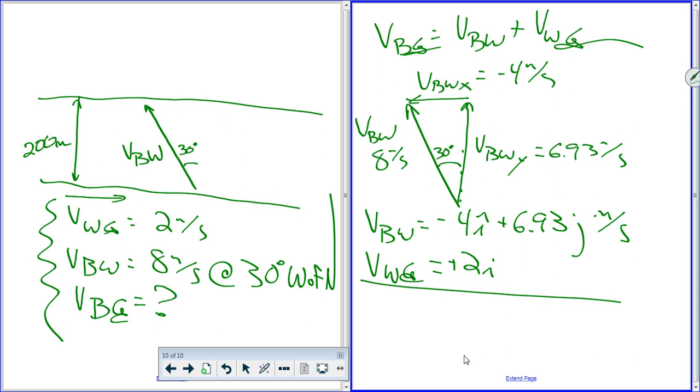All right, so let's see. That means then that the velocity of the boat relative to the ground is, -4 plus 2 is -2I plus 6.93 J meters a second. Good? Yes. And then now we can just put it all back together again, right?